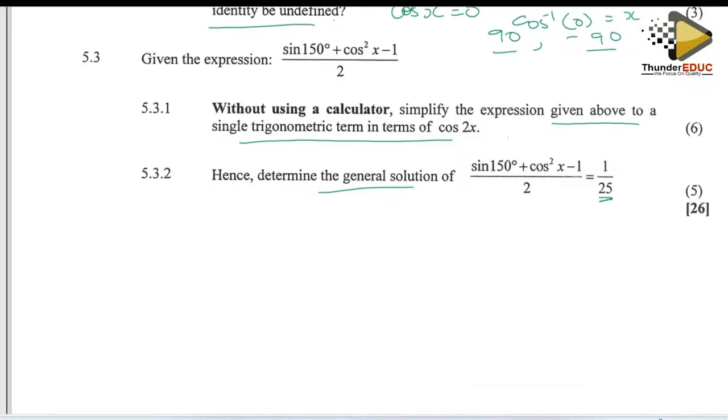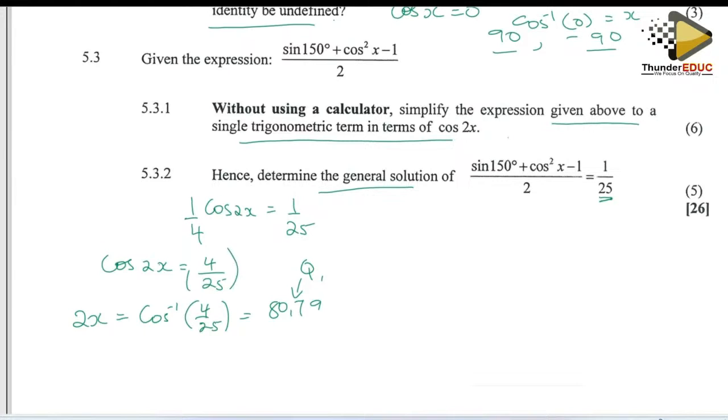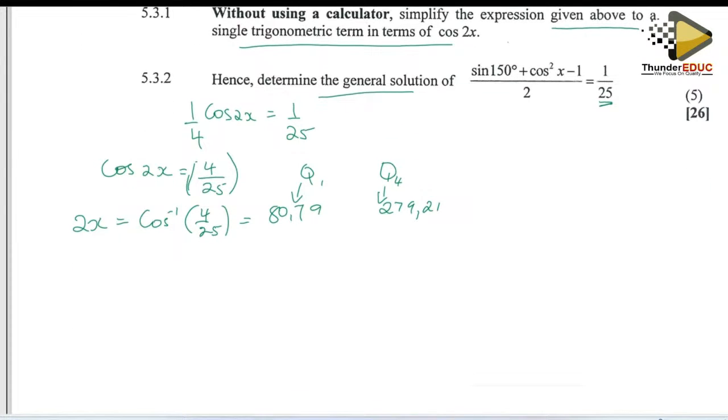So from our single trig ratio, which was a quarter, cos is positive in quadrant 1, but it's also positive in quadrant number 4. So in quadrant number 4, it will be 360 minus the 80,79, which gives me 279,21. So let me write my solutions. I'm going to have 2x is equal to 80,79 plus k times 360, because that's the period of the first graph. Divide by 2, this is going to be 40,39 plus 180 times k.